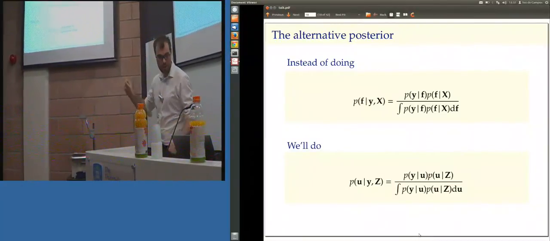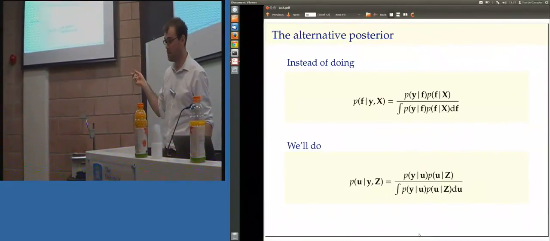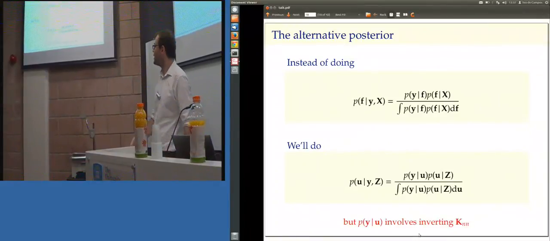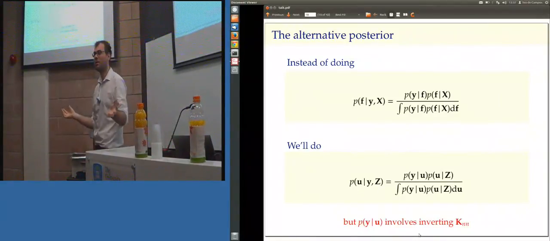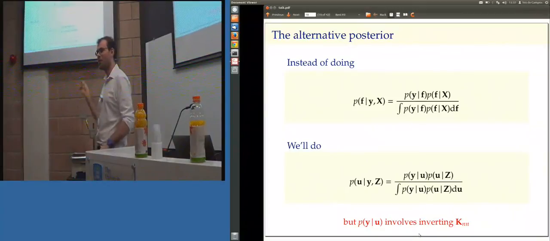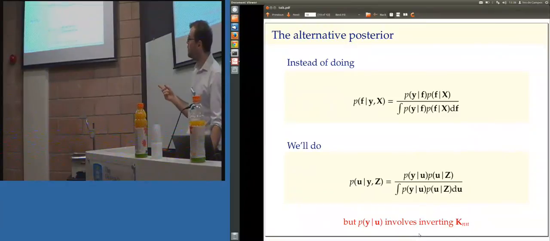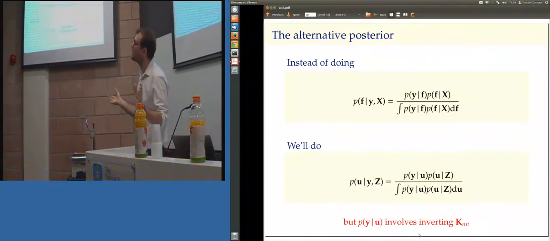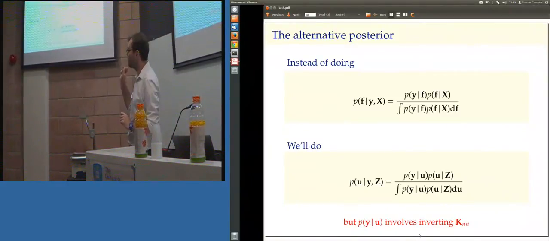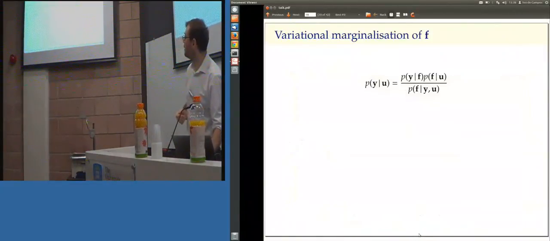And there's a really big sticking point, which is that actually p of y given u is hard to compute. To get p of y given u, I have to integrate across f, and that actually involves inverting K_NN, so I haven't gained anything. So what I'm going to do, and what I'm going to argue most sparse approximations for GPs do, is approximate p of y given u. And what I'm quite interested in is, in these approximations, how are they different, what information are we throwing away, and when is the assumption reasonable.